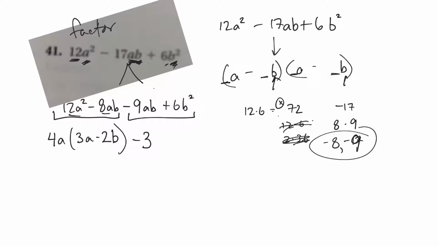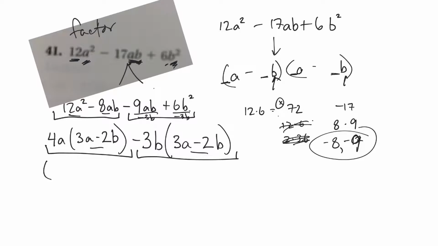Oh, and they each have a b, so I can take a b out as well. So if I divide this by negative 3b, that'll be a positive 3a. And then if I divide this by negative 3b, it'll be a negative 2b. Now these two are the same, so life is good. So out of this term and out of this term, there's a common 3a minus 2b, so I factor that out, and I'm left with 4a minus 3b.